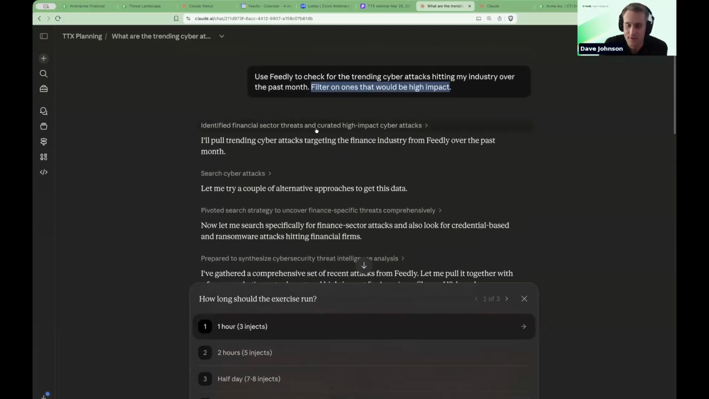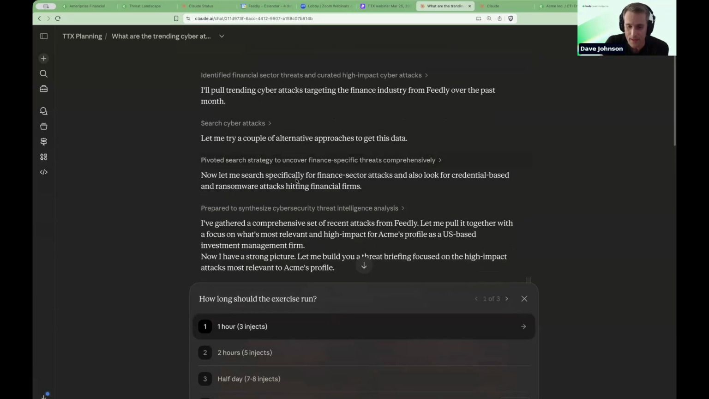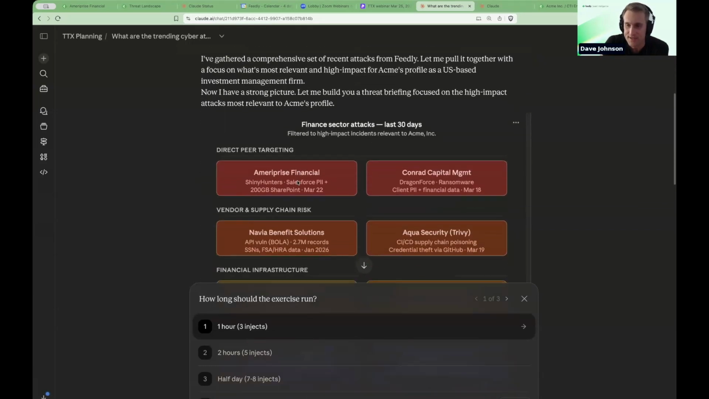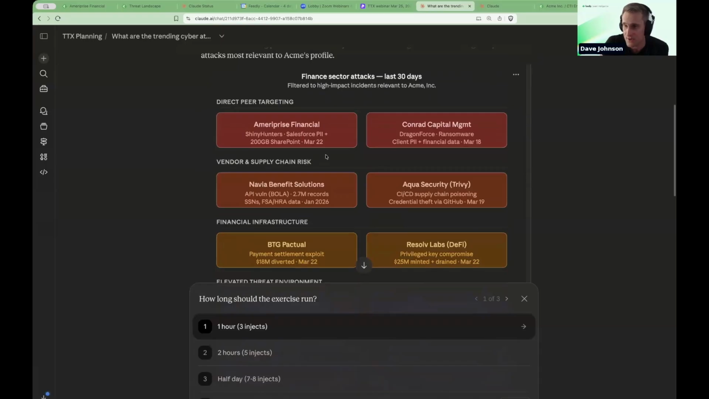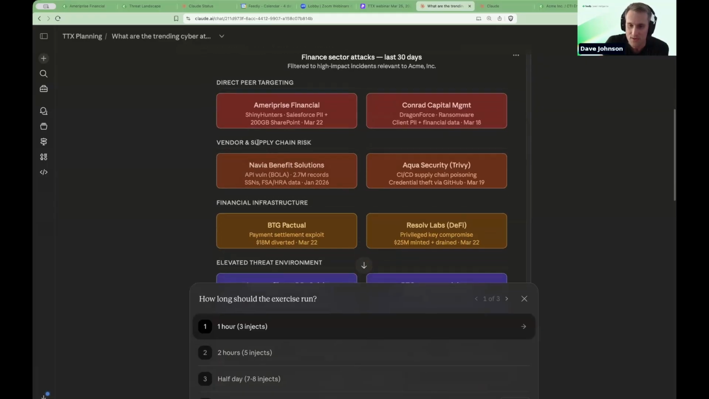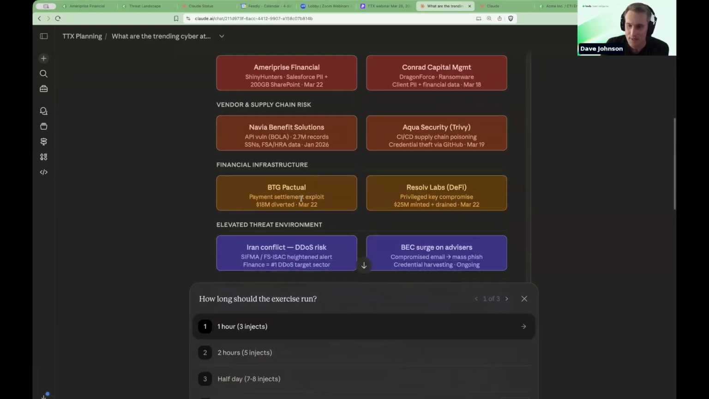So it tapped the Feedly threat graph and searched the attacks just like we did from the UI before, but now through chat. And then here, it actually suggested a few that might be good alternatives. Direct peer targeting, so sector-relevant attacks that we could focus on. I picked Ameriprise Financial as a good one, but we could also drill into supply chain. And the whole reason to use the Feedly threat graph is really to focus it on real threat data.